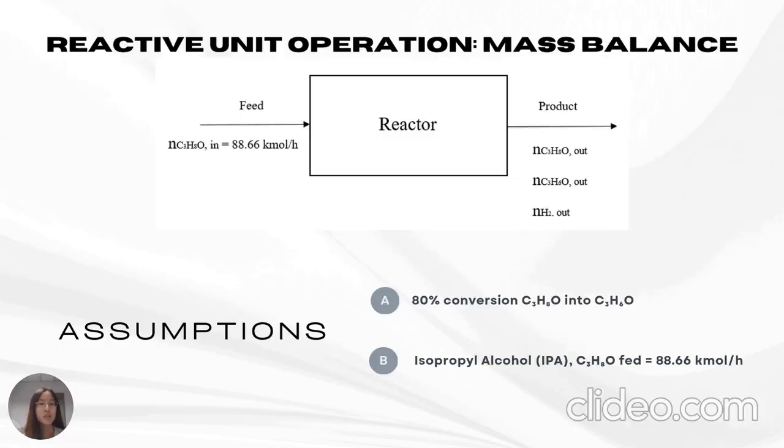Next is our reactive unit operation. The reactive unit we chose is a reactor, and these are the assumptions we made for the calculation. First of all, there's 80% conversion of isopropyl alcohol into acetone. Next, the isopropyl alcohol feed is assumed to be 88.66 kmol per hour.